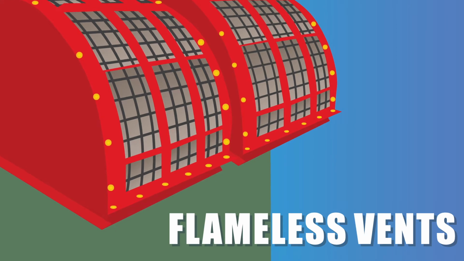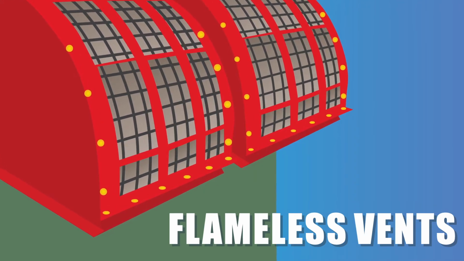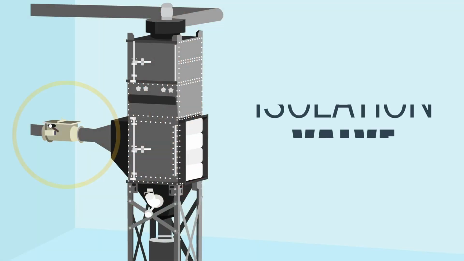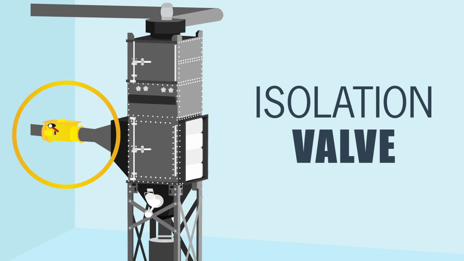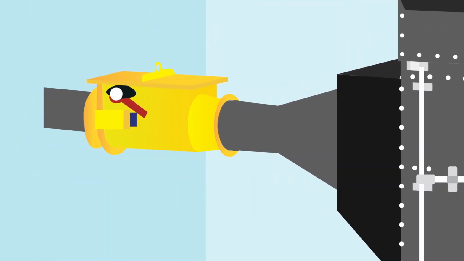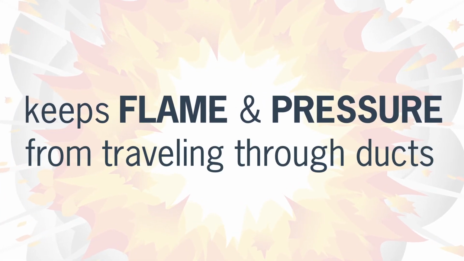Flameless vents can be installed over a standard explosion vent to extinguish the flame front as it exits. This enables the venting to be installed indoors. An isolation valve provides an additional layer of protection. These valves are installed in the inlet ducting to create a mechanical barrier that keeps explosion flame and pressure from traveling through ducts into the process area.